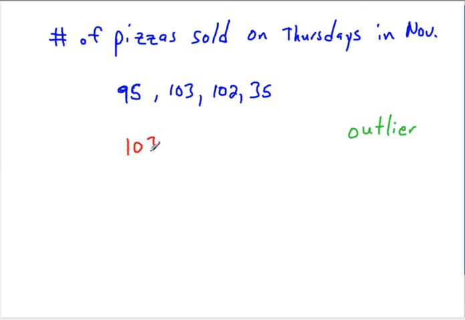So we're going to add them up. We have 103, 102, 95, and 35, which is about 335. We're going to divide that by 4 to get the average.